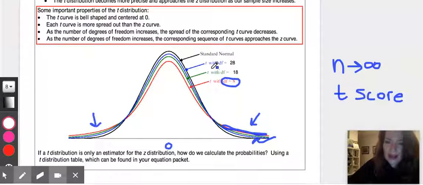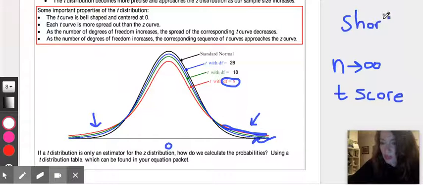If you're looking at the green one, it gets a little taller and the tail gets a little thinner. So basically, one way I like to remember this is short and fat. So the shorter it is, the fatter the tails. In other words, the smaller the sample size, the shorter the curve will be and the fatter the tails will be.